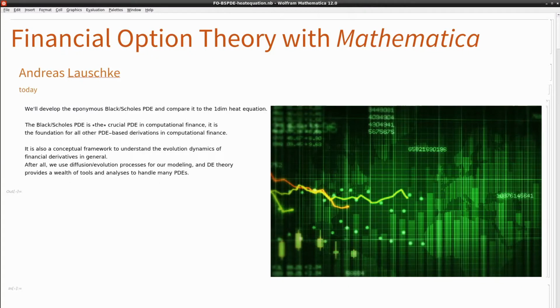Welcome to my second session in my track about financial option theory with Mathematica. Today we will be deriving and analyzing the eponymous Black-Scholes PDE, partial differential equation, and we will relate it to the one-dimensional heat equation. They are very closely related, and we will transform the Black-Scholes PDE to the heat equation and then for a round trip go back from the heat equation to the Black-Scholes PDE.